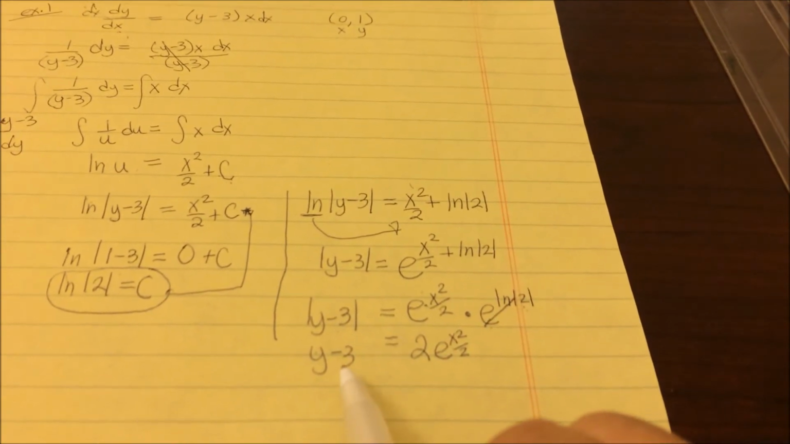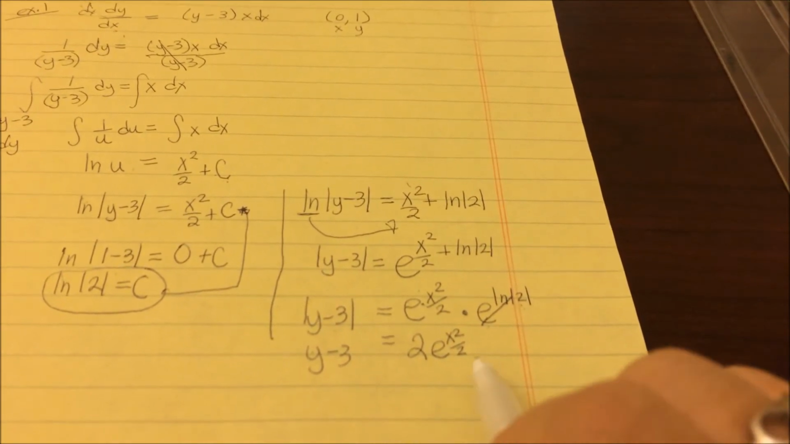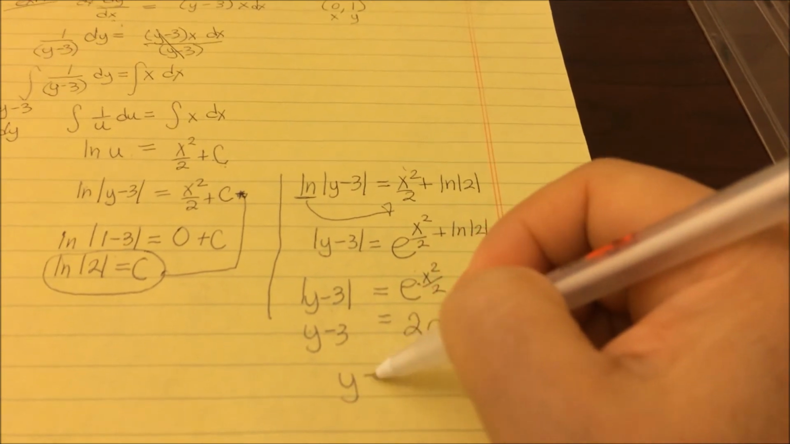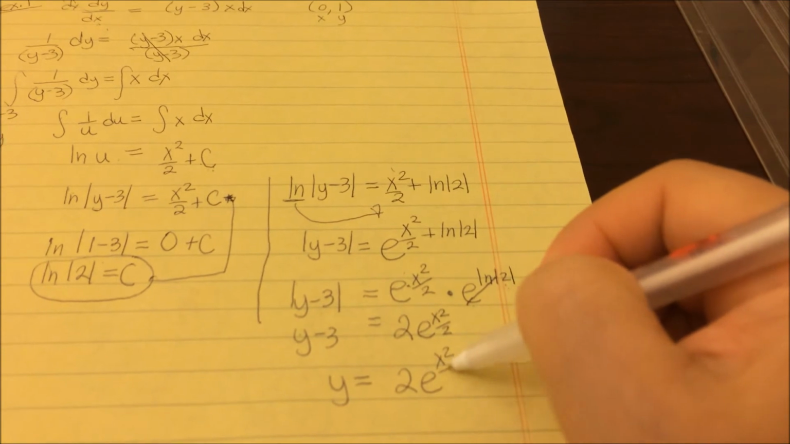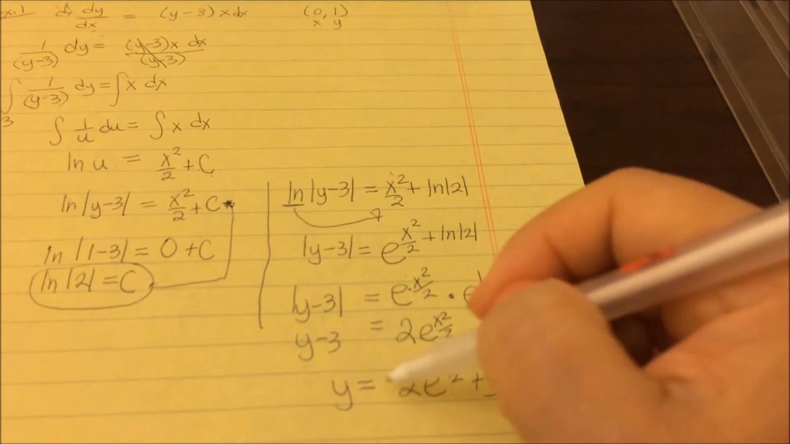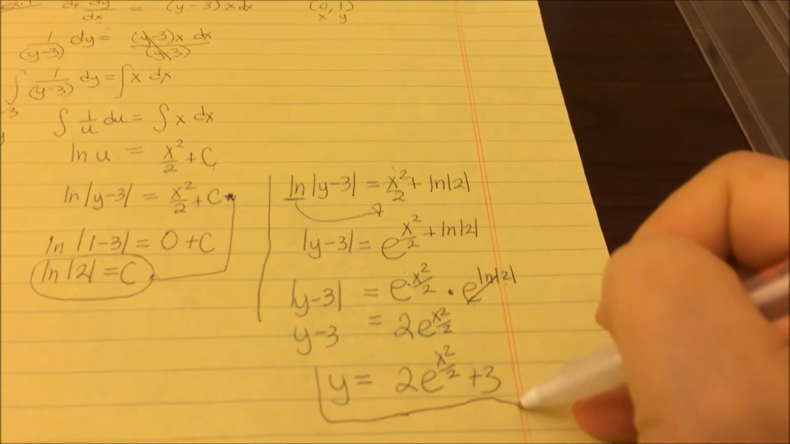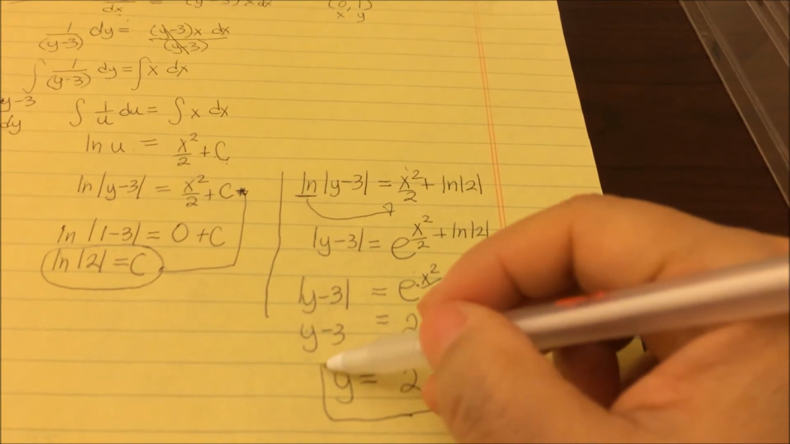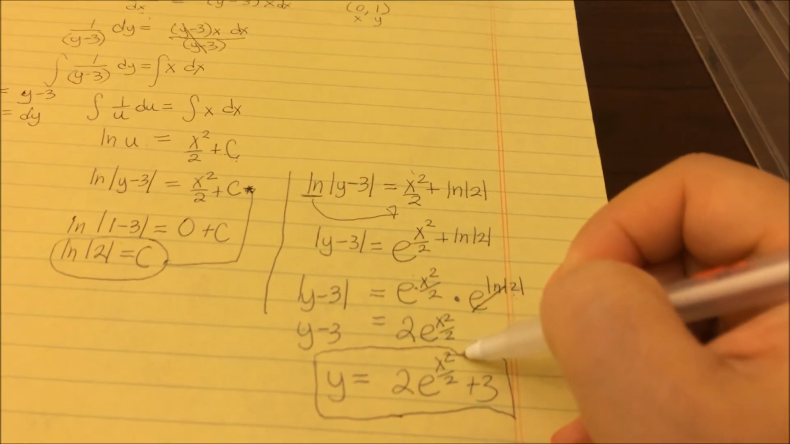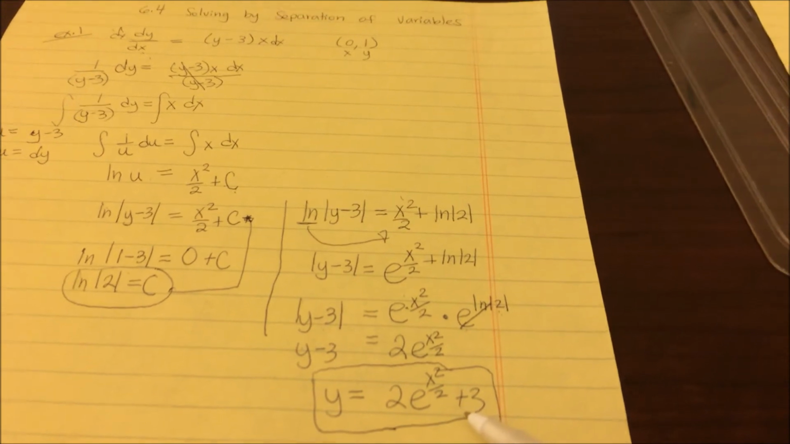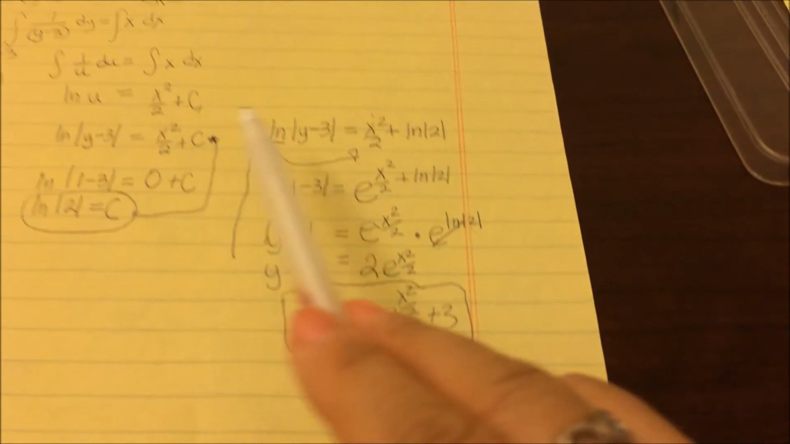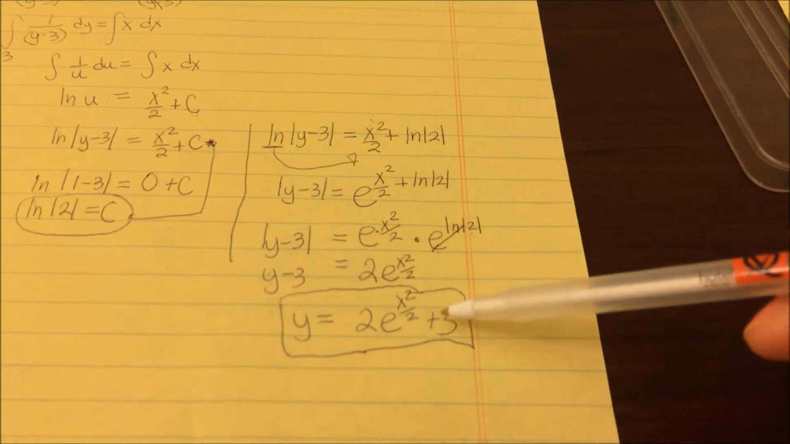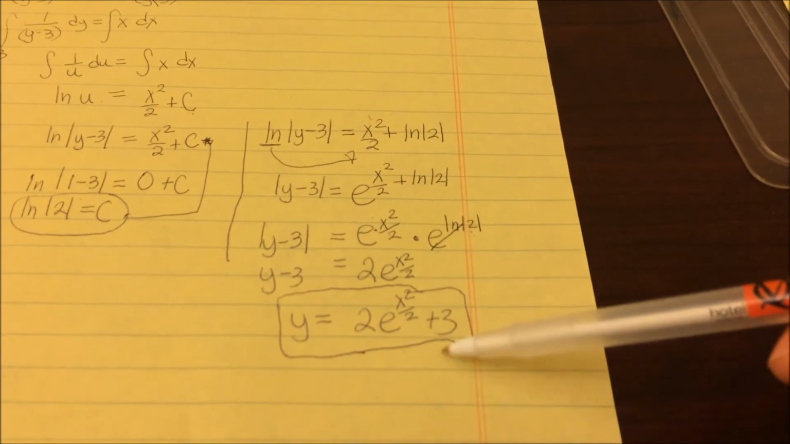So we just have one more step, which is bringing that 3 over to the other side of the equal sign, and we're going to bring it over by adding it. So we have y equals 2e to the x squared over 2 and then plus 3, and that's your final equation. So we're trying to figure out what that final equation is, and in previous sections we always concluded with plus c. But we actually found what c was in this case, and we substituted it back in, and it came out to this as my final answer right there.